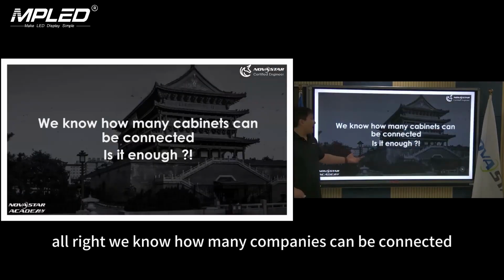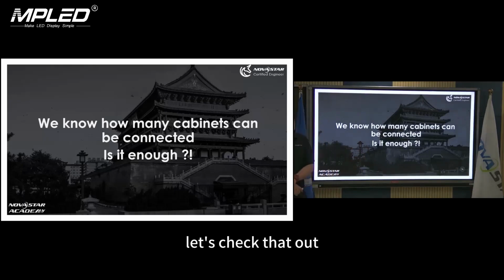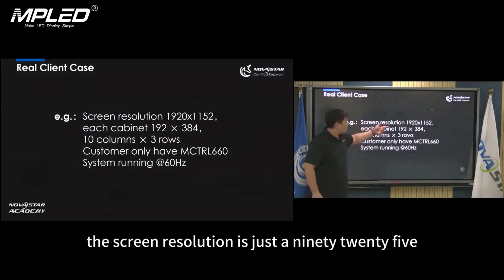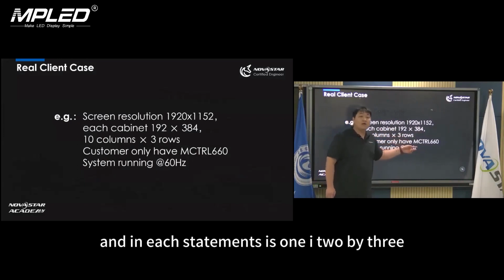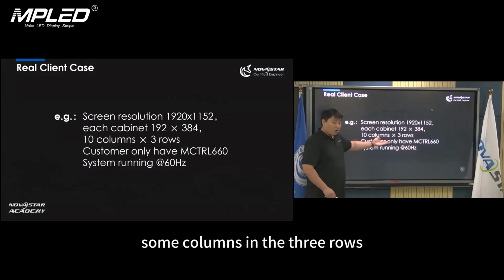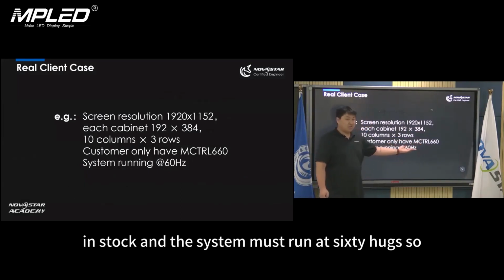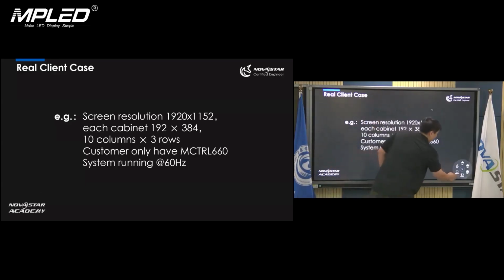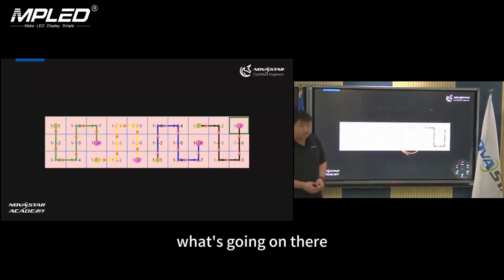All right, we know how many cabinets can be connected, but is that really enough for a real project? Let's check it out. This is a real case. The screen resolution is 9020 by 1152, and each cabinet is 192 by 384, in 10 columns and 3 rows. The customer only has the M-Control 660 in stock, and the system must run at 60 Hertz. So remember that formula, and the frame rate should be 60 only. Let's see what's going on there.